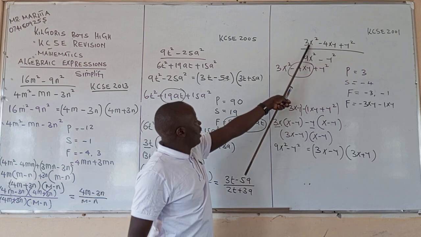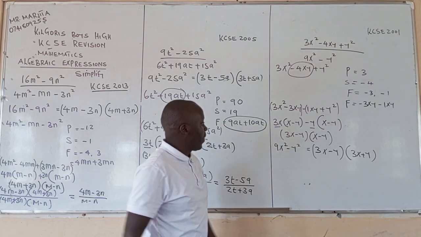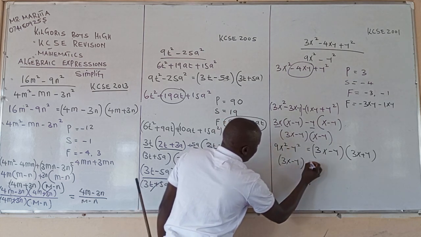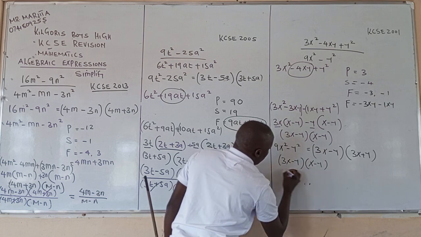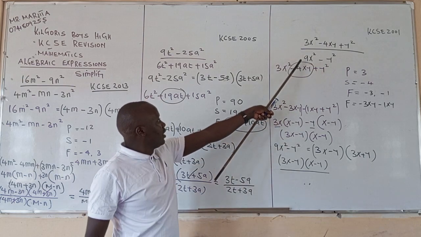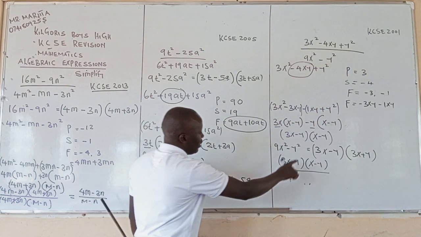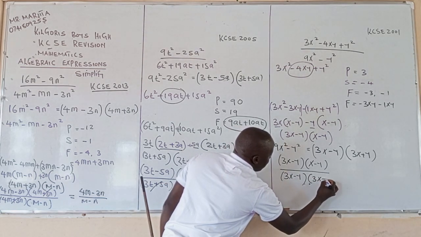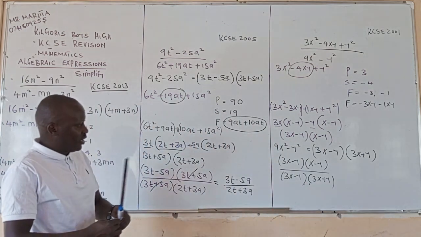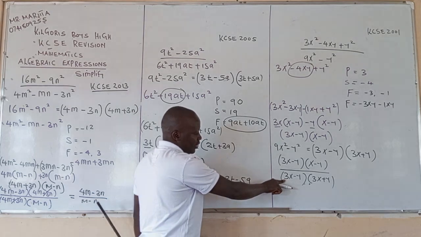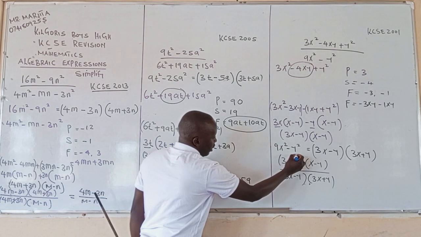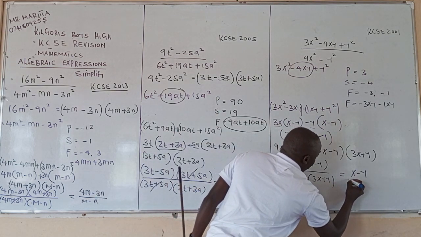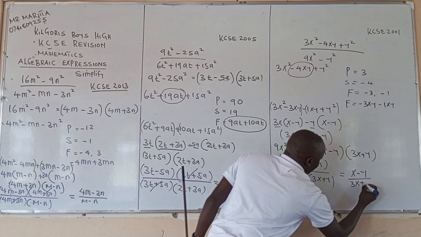So what do we have? We have 3x minus y, then we have x minus y. We divide by what we have from 9x squared minus y squared, which is 3x minus y, then 3x plus y. As you can see, we have 3x minus y here and 3x minus y here. So you can cancel that. So we remain with x minus y, divided by 3x plus y.